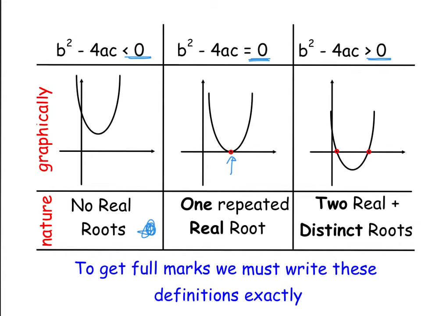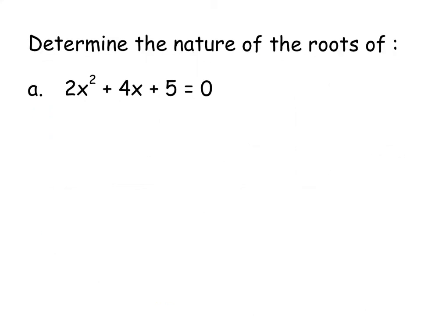So I'm going to do 3 examples. It's pretty obvious I'm going to do 1 of each. So let's have a look at it. It says determine the nature of the roots of this equation here. The first thing I'm going to do at the side is write down what a, b and c are. So a is the number in front of the x squared, which is 2.